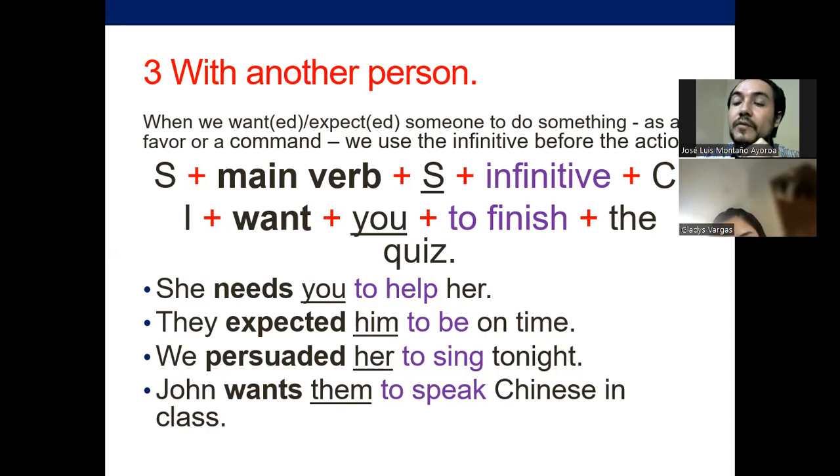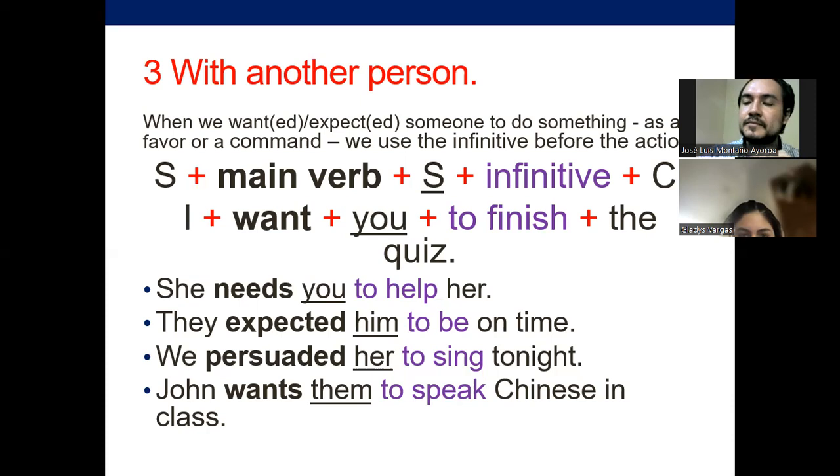Good. So, if I ask you this, Gladys, what do you want me to do? How can you answer that? What do you want me to do? If you ask me that, how can you answer that question? I want you to teach me English. Yes. I want you to teach me English. Good. What's something that you need anybody to do for you, Gladys?